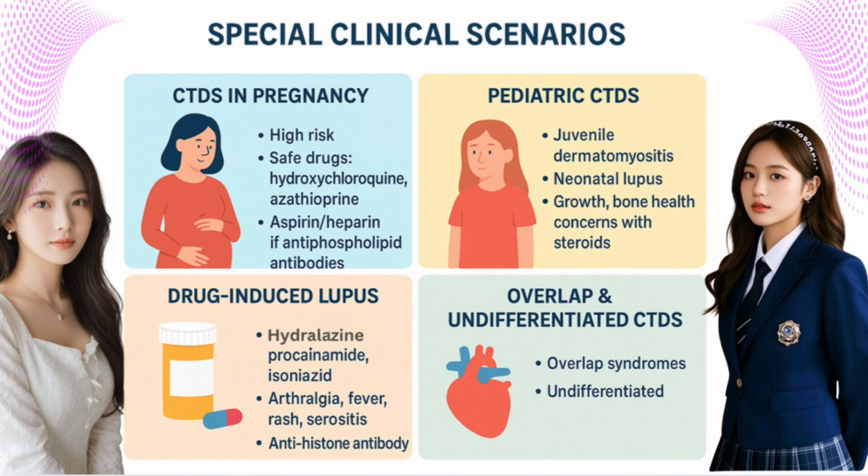4. Overlap and undifferentiated CTDs. Sometimes patients don't fit neatly into one category. Overlap syndromes, when features of 2 or more CTDs are present, e.g. lupus plus myositis or scleroderma plus RA. MCTD is a well-defined overlap associated with anti-U1-RNP antibodies.